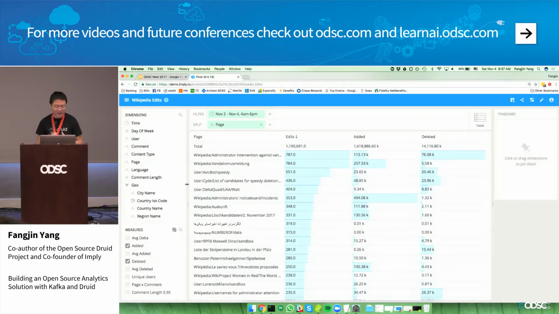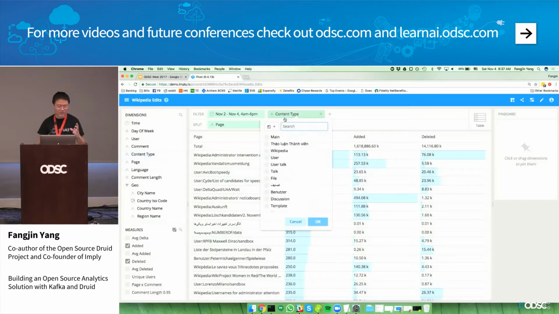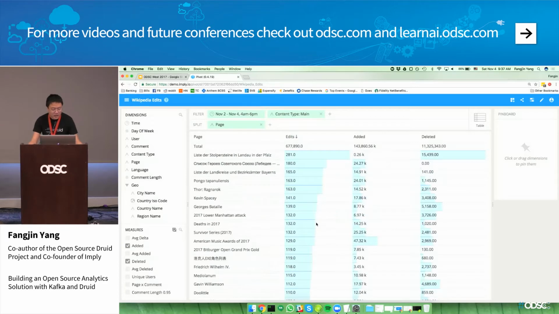So as part of our analytics workflow, maybe we want to filter out these internal Wikipedia things and look at just the articles on Wikipedia, because those are the main things that all of us look at anyways. And I guess very recently, Thor Ragnarok getting a lot of edits in there. Kevin Spacey, obviously he's been in the news. The Manhattan attack, I guess, has been pretty recent.